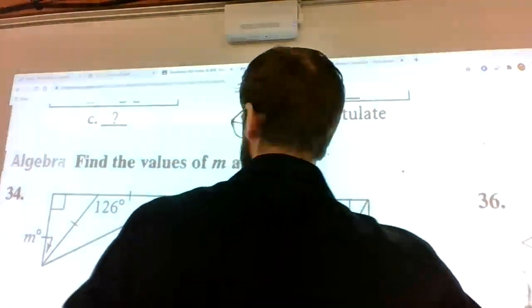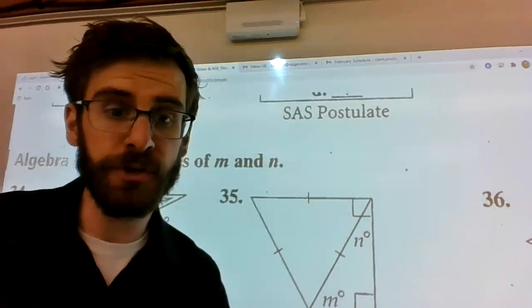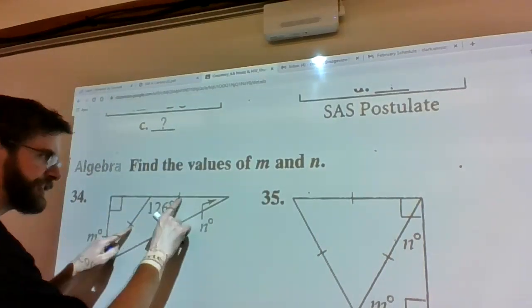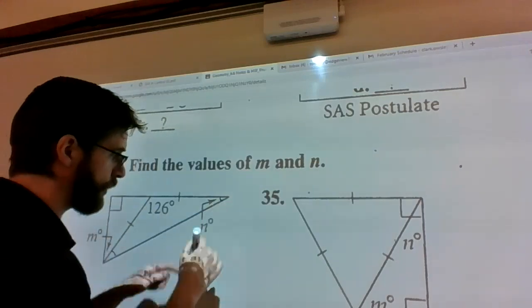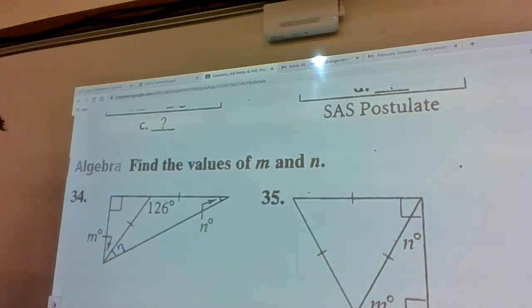So down here it says find the values of m and n. So here's what we're doing. We're still talking isosceles triangles, right? So these little tick marks mean that this angle here is congruent to this angle. So n is right here.